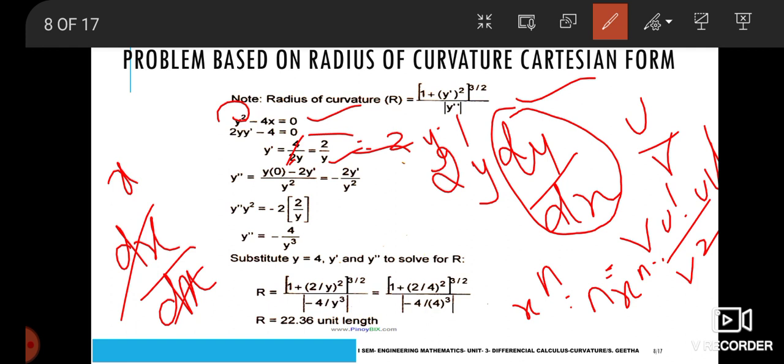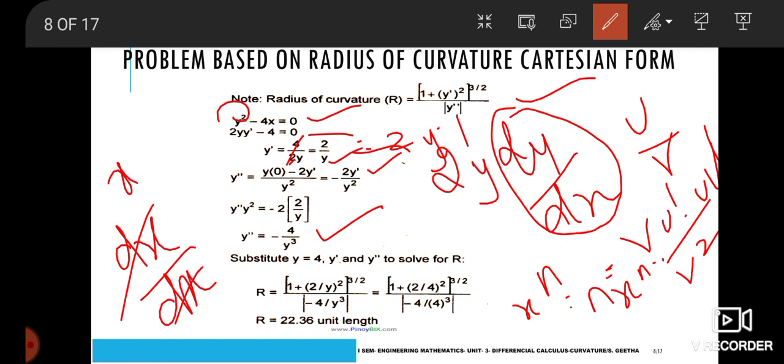So this is the term we are getting for y double dash. I'm going to substitute the y dash value there. We already have the y dash value, 2 by y. So I'm going to substitute, and I get y double dash equal to minus 4 by y cube.